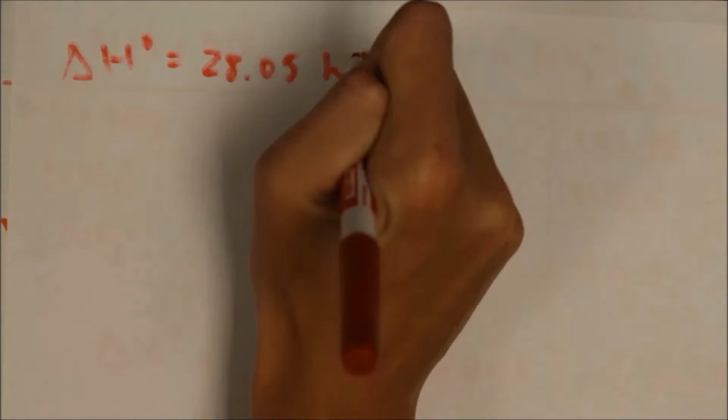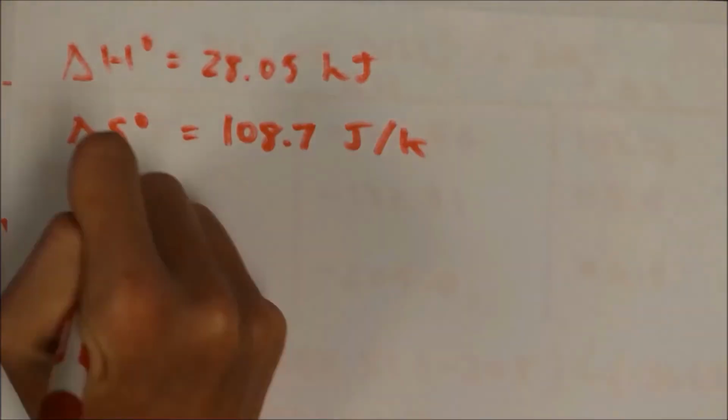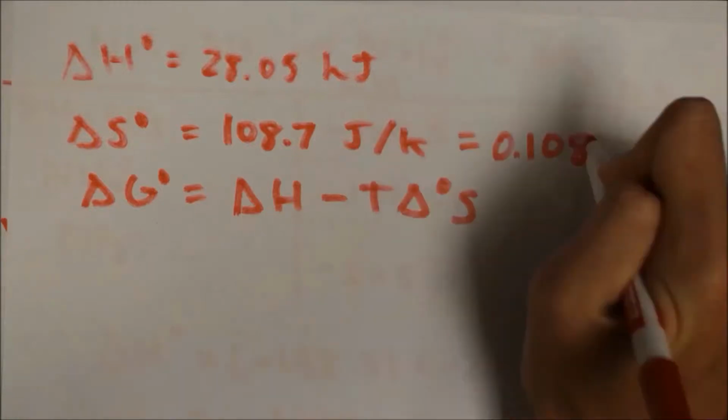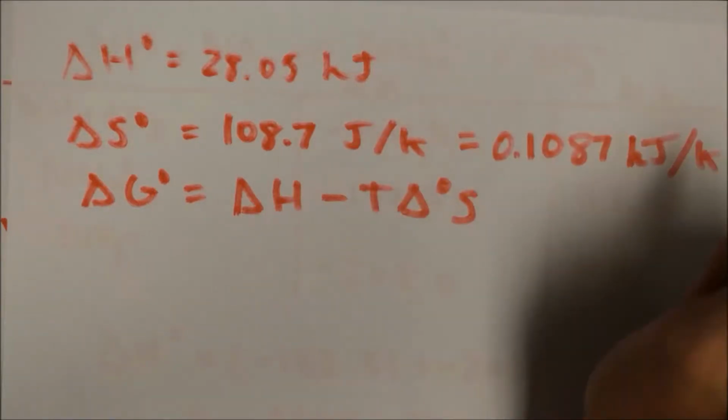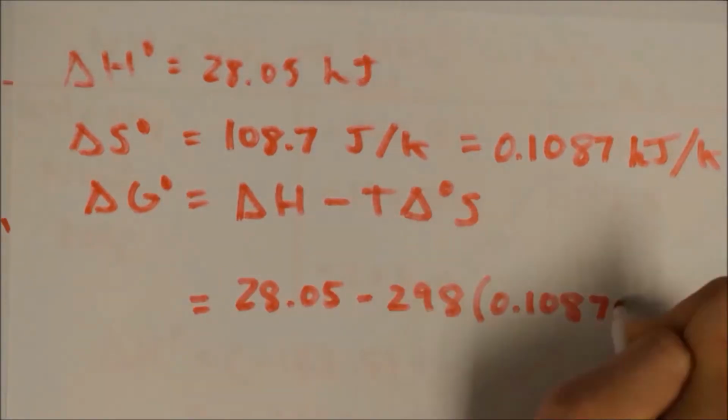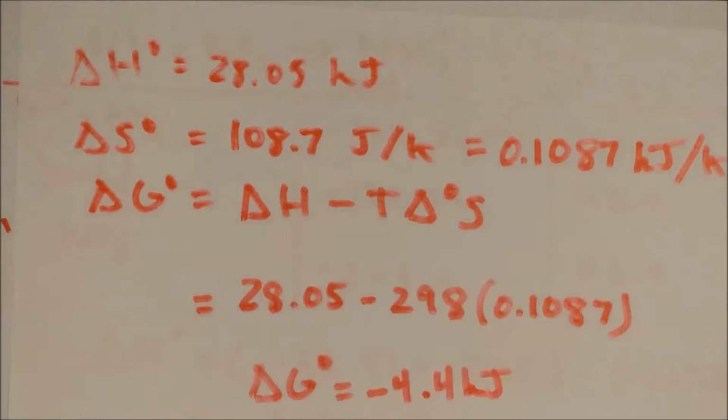Now we can plug our standard enthalpy and entropy into the formula delta G equals delta H minus T delta S. Now it's important to remember here to convert the entropy into kilojoules, and since we're at standard conditions, the temperature will be 298 Kelvin. Now if we multiply all these together, we get a standard Gibbs free energy of negative 4.4 kilojoules per mole.